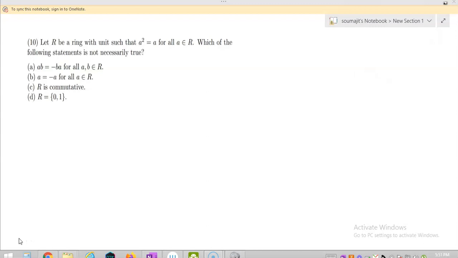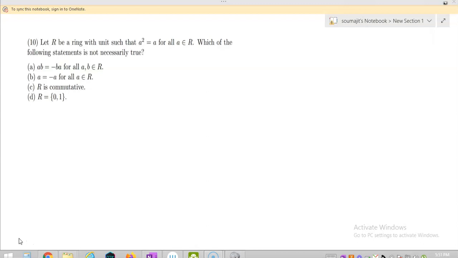So let us solve question number 10, which says: let R be a ring with unit such that A squared is equal to A for all A belongs to R. Then which of the following statements is not necessarily true? So we have to find out the wrong statement.